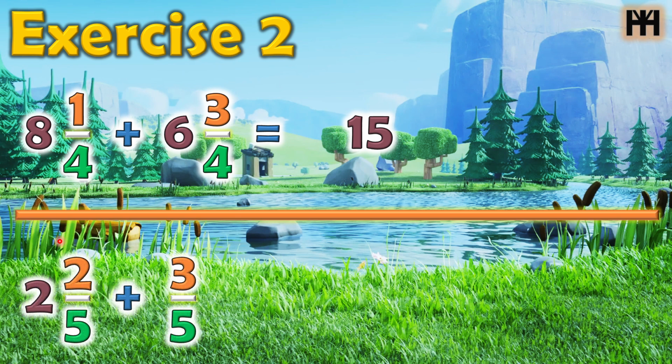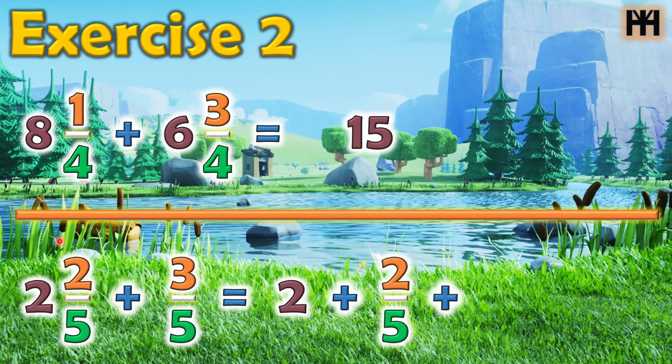Okay, 2 and 2 over 5 plus 3 over 5. And yes, we can add mixed numbers with fractions. No problem with that. So we'll have 2 plus 2 over 5 plus 3 over 5. Let's add the fractions, 2 over 5 plus 3 over 5, they have the same denominator. So we can add the numerators directly, 2 plus 3, so it will be 5 over 5. And it's the same as 1. So 2 plus 1 is 3.